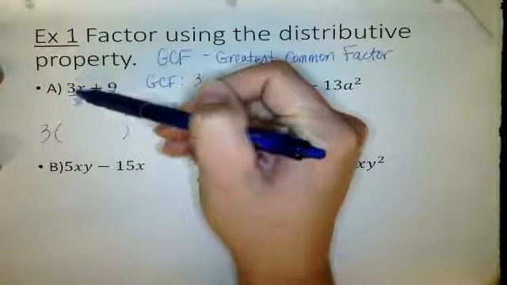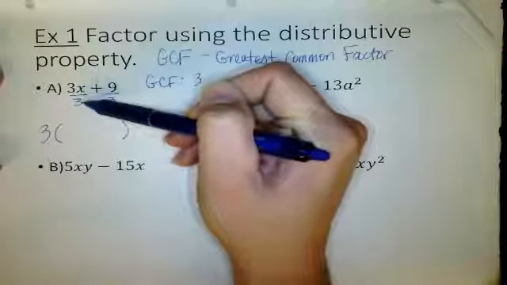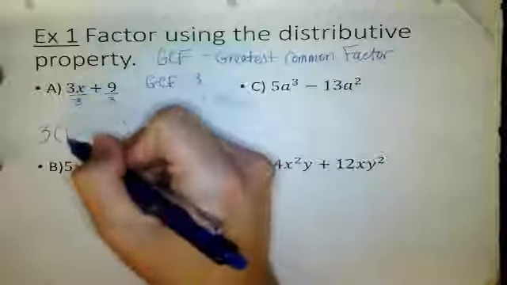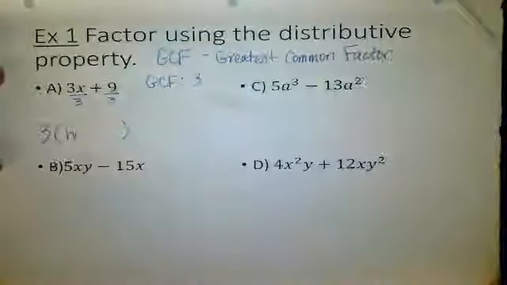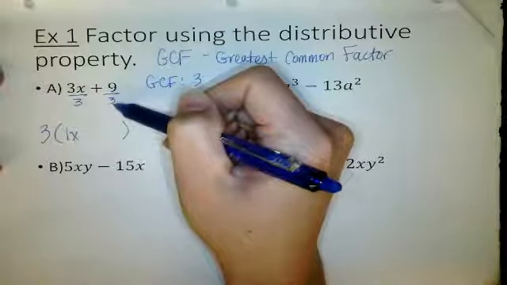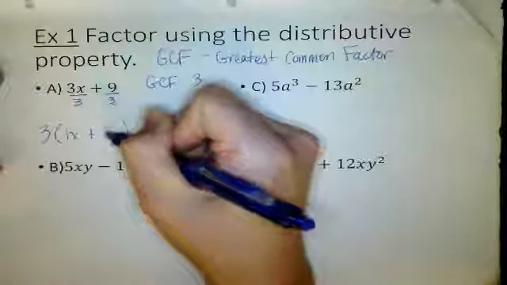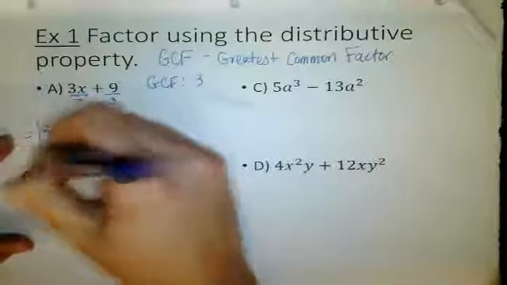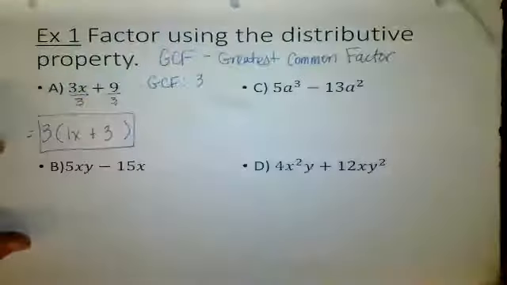What is 3x divided by 3? 1x. 3 divided by 3 is a 1, and there's still an x there. And then what is positive 9 divided by 3? Positive 3. 9 divided by 3 is 3. Okay? All right. Now, that's what we're looking for.